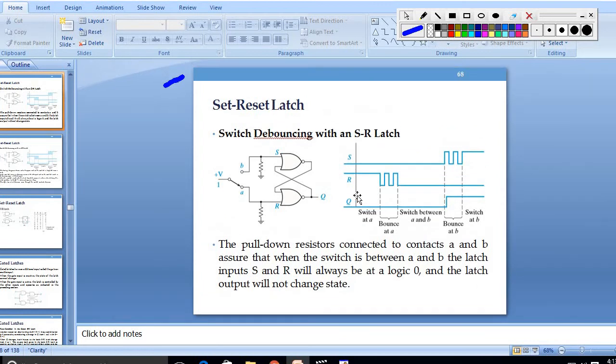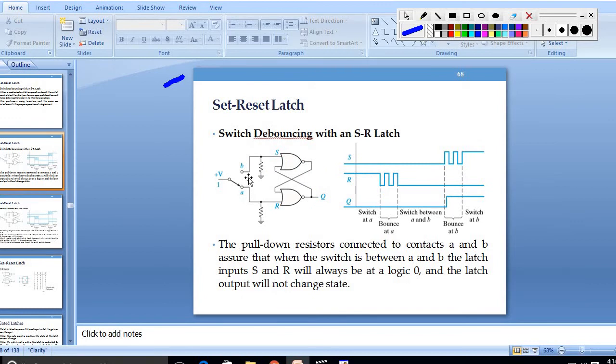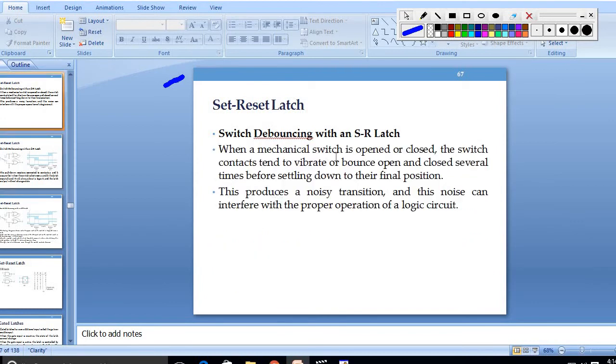See here, set and reset latch. So the debouncing concept: when a mechanical switch is opened or closed, the switch contact tends to vibrate or bounce open and close several times before settling down to its final position. This is a mechanical switch. This produces a noisy transition, and this noise can interfere with the proper operation of a logic circuit. That is exactly switch debouncing with the SR latch.